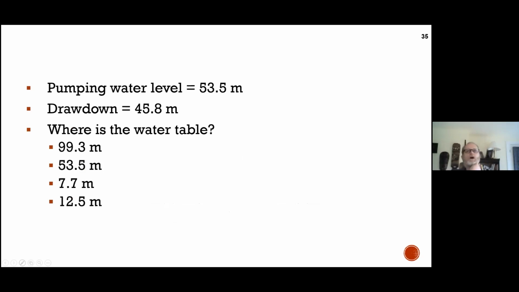So if the pumping water level is 53.5 and the drawdown is 45.8, so the pumping level is the lowest, the biggest number. We already know we're looking for the smallest number. Where's the water table?